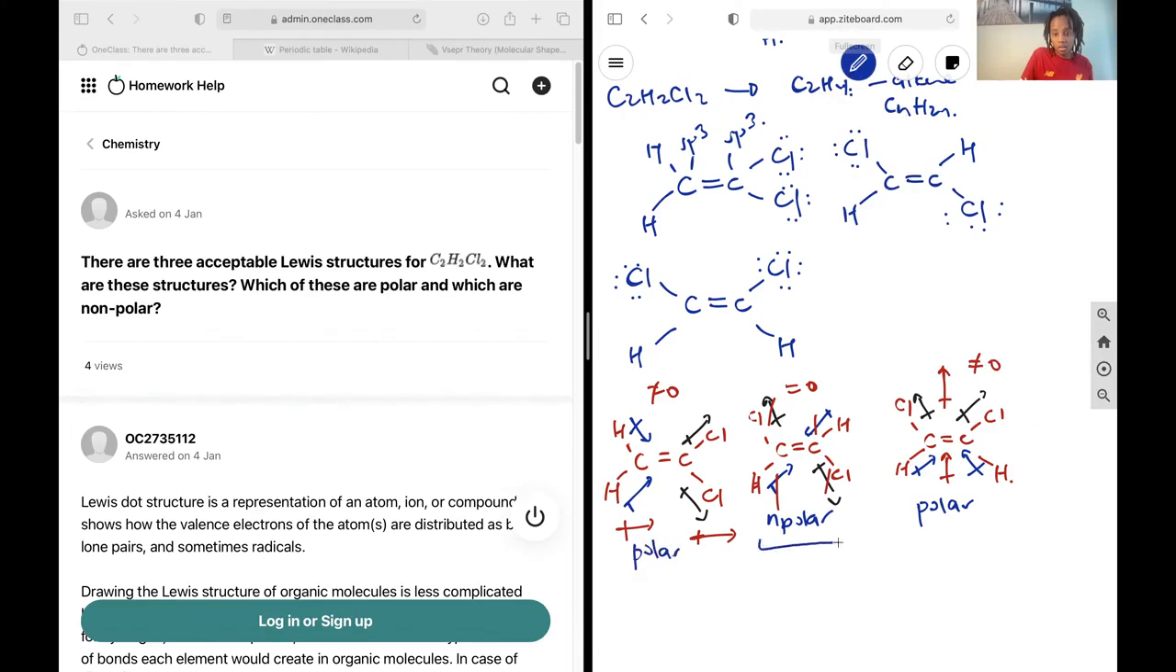And just so you know, this one is called cis, and that's strictly because these two are across from each other. This one is called trans, and that's strictly because these two are on the same side of the bond. If you consider this other side and this other side, opposite side, cis, same side, trans. And so as our final answer, we will have the trans molecule as polar, the cis molecule as non-polar, and this last one as polar.